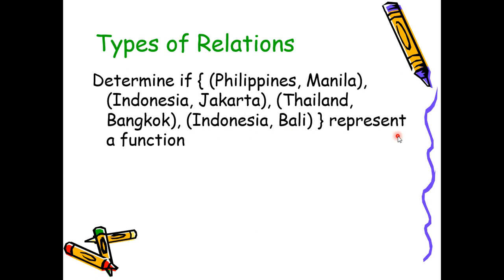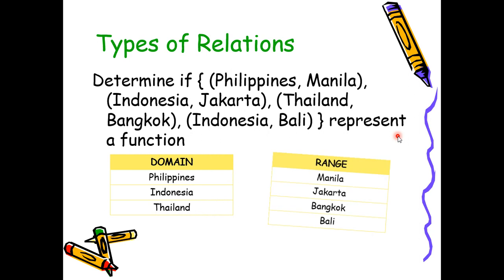So, para mas malinaw or para mas madali nating ma-analyze, gagawa po ulit tayo ng table. Paghihiwalayin po natin si domain tsaka si range. Kung mapapansin nyo kay domain, dapat apat siya, di ba? Pero tatlo lang po yung nakikita nyong words dyan, which is the Philippines, Indonesia, and Thailand. Dito po sa given natin, naulit po si Indonesia twice. So kapag ganun po yung scenario, kay domain o kaya kay range, kapag naulit na po siya, isusulat lang po natin siya ng isang beses.